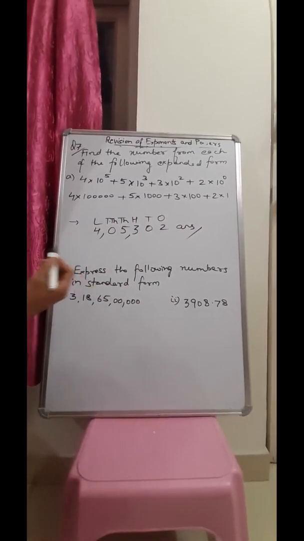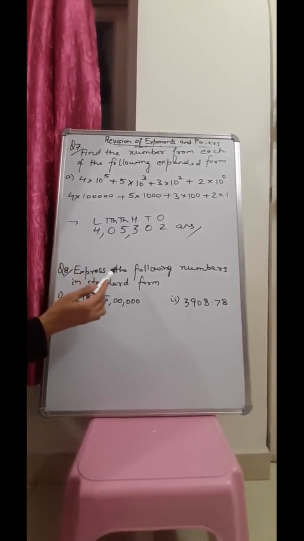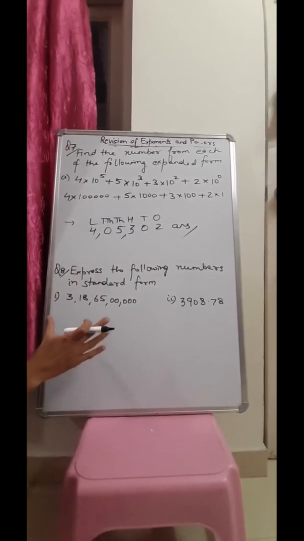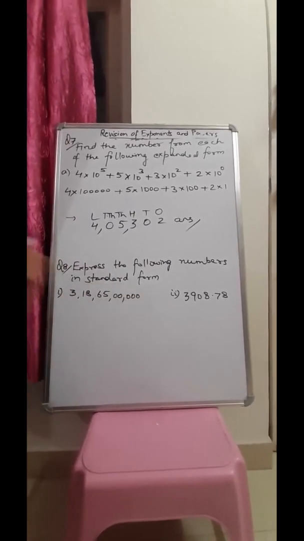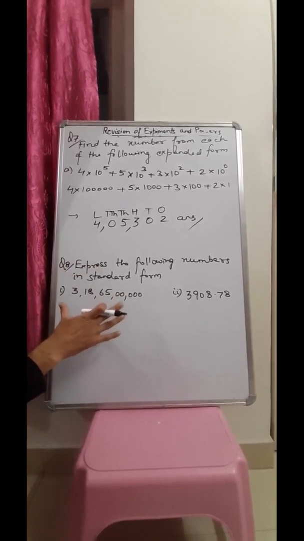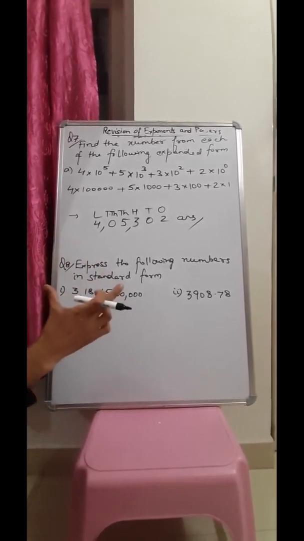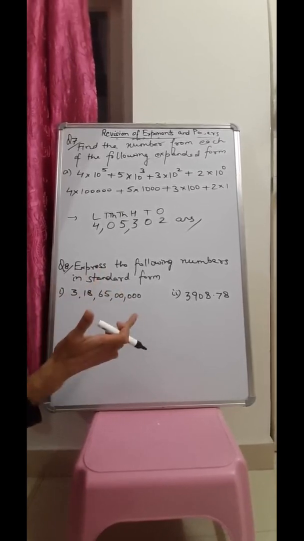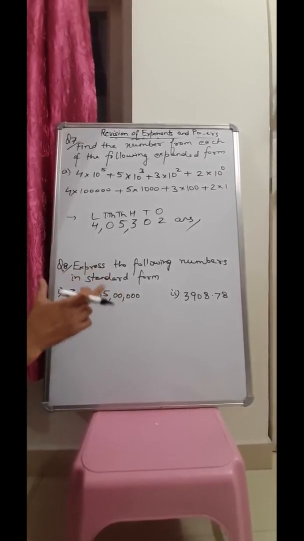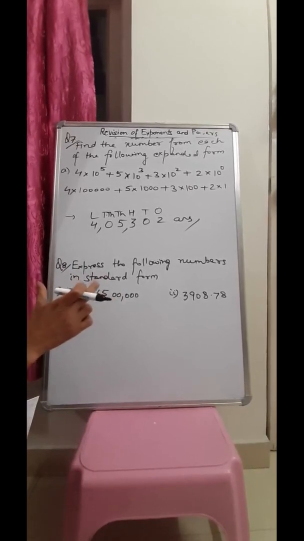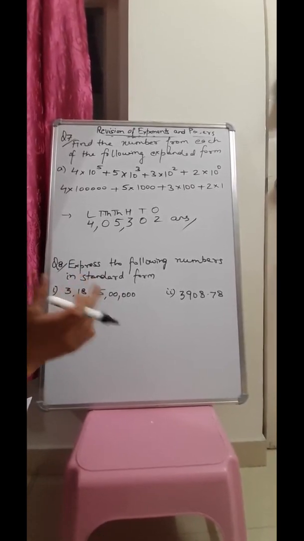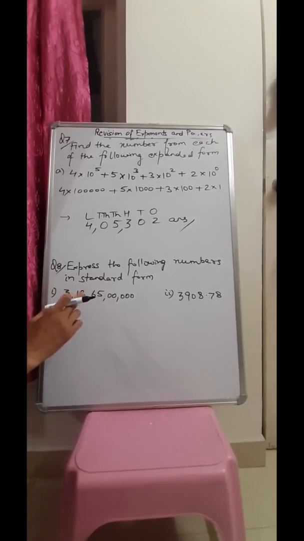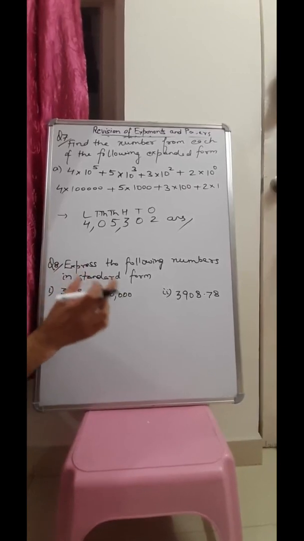Now question number 8 is: express the following numbers in standard form. Here we have been given a number and we have to write this number in standard form, and standard form is the combination of a decimal with the exponent, and the decimal number should be between 0 and 10. The decimal number should come from 0 to 10.